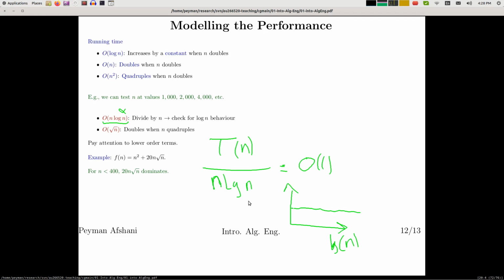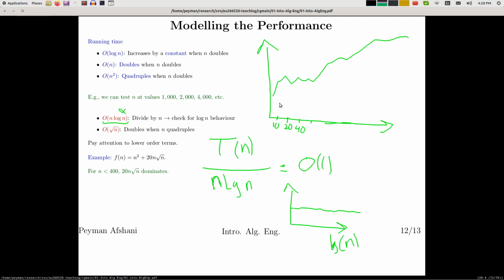Okay. In practice, things become much more complicated because there are lower order terms that can change things. So for example, if you have a function that looks like this, then in this function, the lower order term actually dominates for small values of n. So for example, if you run this algorithm and let's say you double every single time, you start from 10, so you plot for 10, 20, 40, etc., you might see some really funny things happening like this. Okay, so at the beginning, the function might look funny.